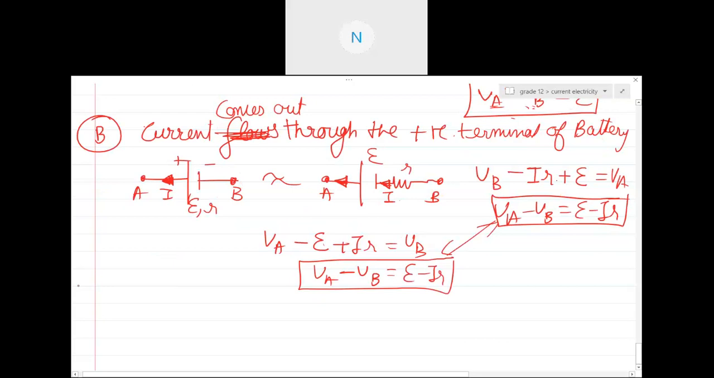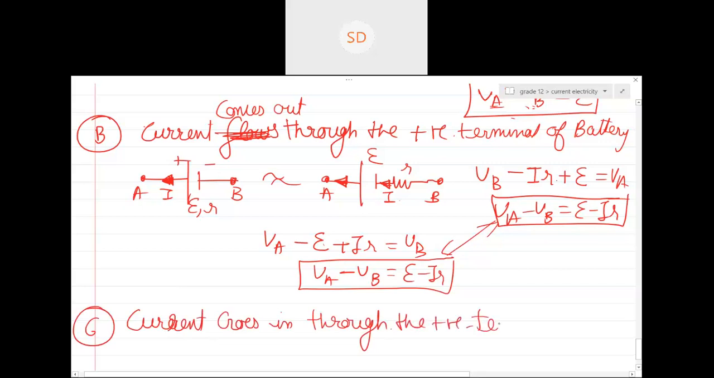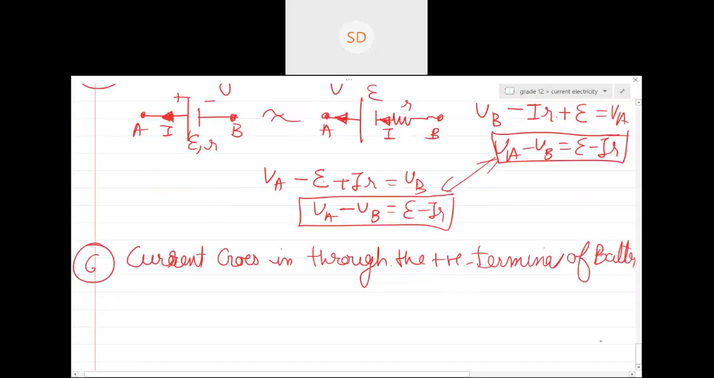Shall we go to the last one? The current goes in, here the current is supplied into the battery. So whenever current is coming out of the positive terminal, then the battery is supplying the current. And whenever current is entering through the positive terminal, that implies current is supplied to the battery. So basically, this is the case.